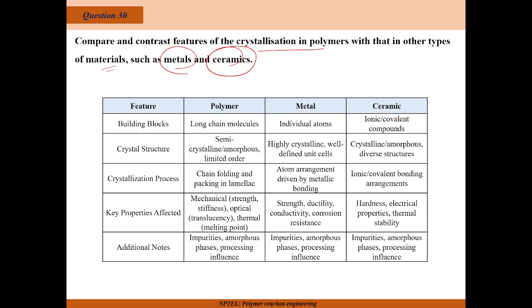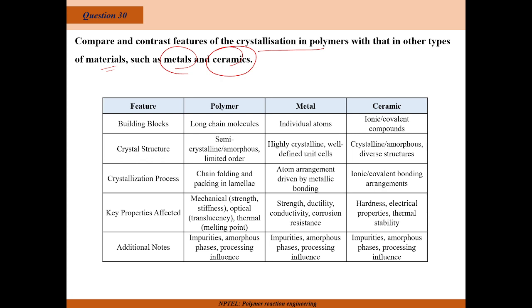The building blocks are long chain molecules for polymers. For metals, they are individual atoms. For ceramics, it can be some kind of compound. In crystalline nature, polymers can be semi-crystalline or amorphous, and that is a similar case for ceramics also. For metals, it is very highly crystalline, and well-defined unit cells are present. In the crystallization process, chain folding and packing in lamellae cause the crystalline nature of polymers, whereas atomic arrangement by metallic bonding causes crystallinity in metals, and ionic or covalent bonding arrangements are the crystallization process for ceramic materials.